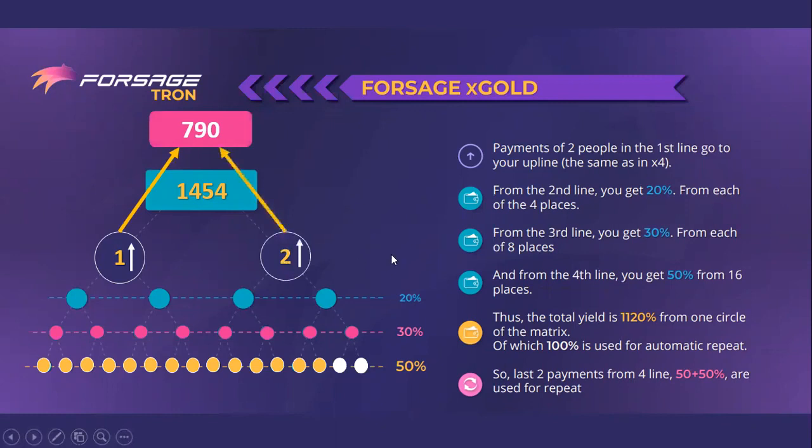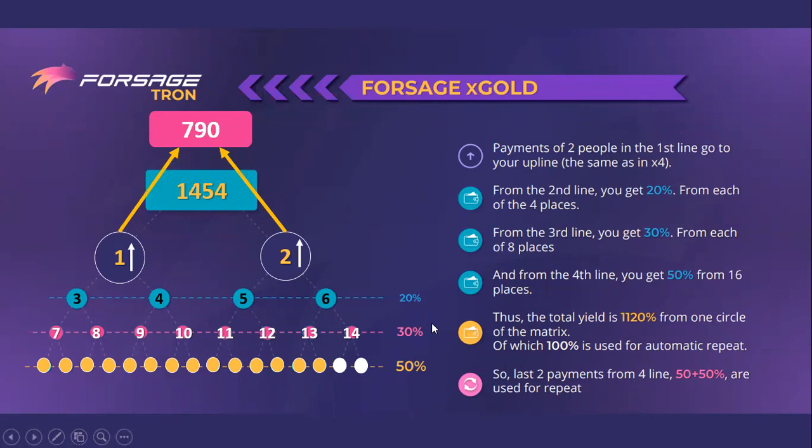Now, after that, in the second line, I will be earning from the 4 places, and that's 3, 4, 5, and 6. 20% of 3, 4, 5, and 6. While in the third line, that is 7, 8, 9, 10, 11, 12, 13, 14, I will be earning 30% of that, right? Of how much that costs for each of the positions for those 8 places.